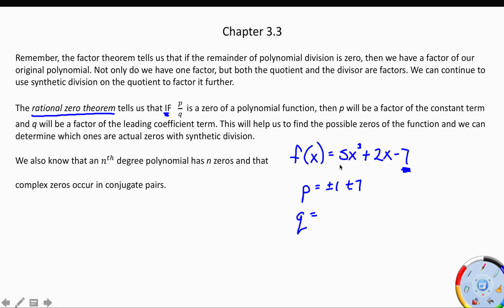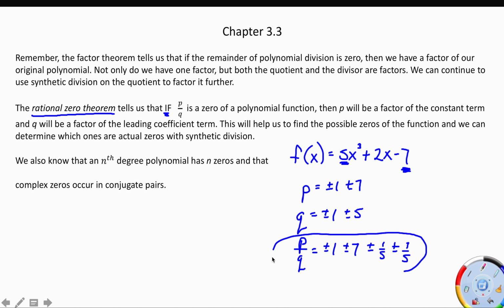And Q would be a factor of the leading coefficient. So plus or minus 1, plus or minus 5. And then possible zeros would be P over Q. So I would take all of these P's, the 1 and the 7, and divide them by 1, and then divide them by 5. So this becomes the only synthetic division that I need to do.